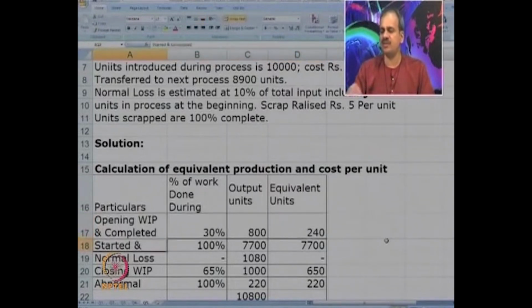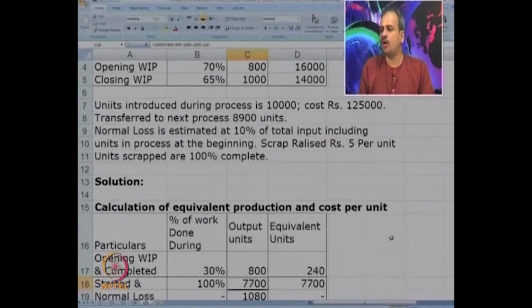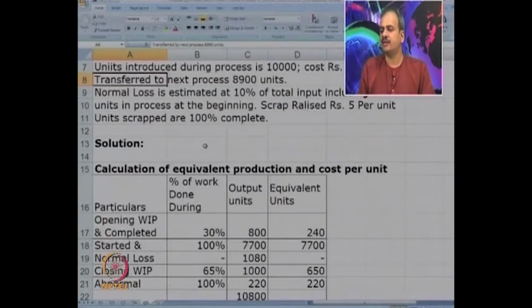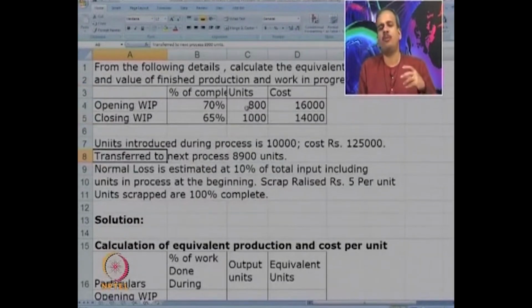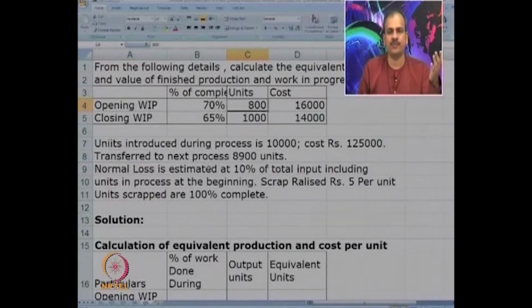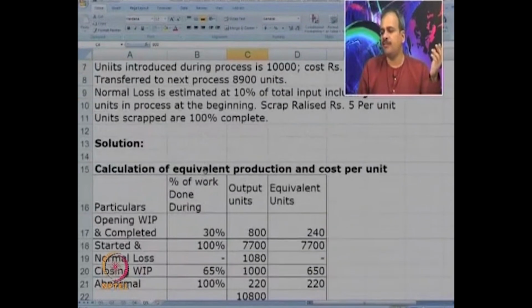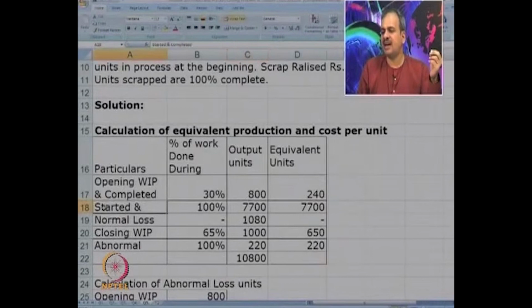Now new units which are started and completed, we as yet don't know how much was completed, but you know that the total output is 8,900. So of 8,900, 800 must have been from opening work in progress. Getting me? So remaining might be started and completed.